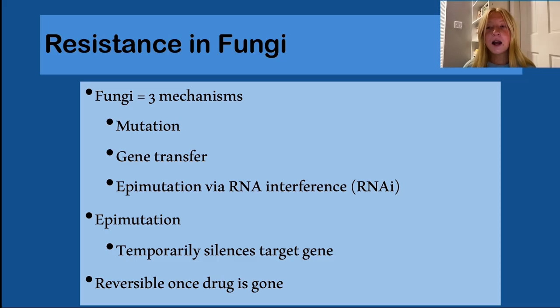So fungi can also develop resistance in a way that bacteria can't. So they use epimutation, and this is like flipping an off switch. So they basically flip the switch off on a gene that the drug would normally target, and when the antibiotic is gone, they're able to flip it back on. And this makes it hard to treat them long term because this mechanism is reversible.